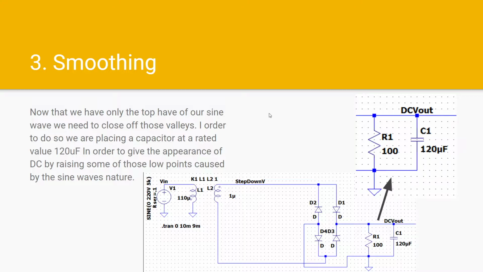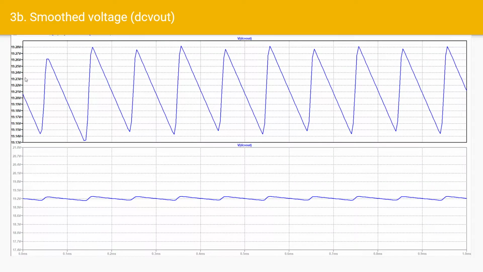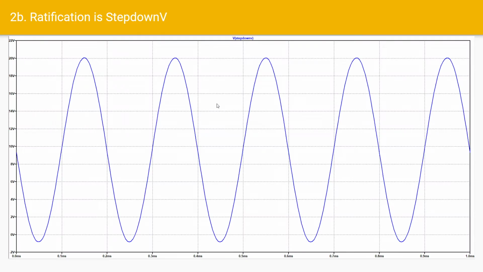The next stop for our voltage is smoothing. Now that we have the top portion of the sine wave, we need to close off some of those valleys. In order to do so, we're going to place this capacitor here, rated at 120 microfarads, in order to give us the appearance of DC by raising some of those low points caused by the sine wave's nature. Once we implemented that, we ran our simulation, and we started to get this awkward design, which at first was just really zoomed in, but we can see that some of these points are really jaggedy. And then once we zoom out, we're able to see that this is a lot smoother compared to this.